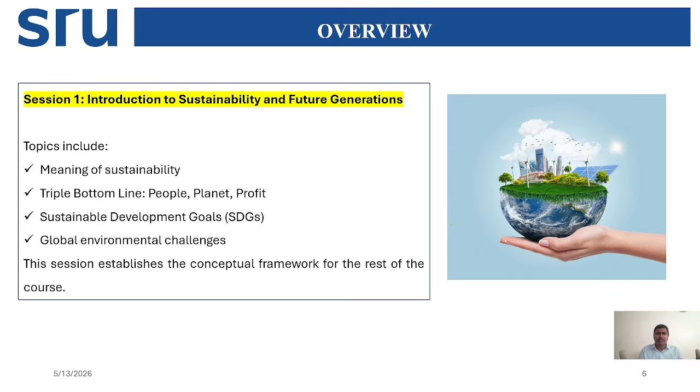Let's discuss the first point, session one. Session one is the introduction to sustainability and the future generation. In this session, we clearly mention what the sustainability aspects could be, how to integrate them, and what the meaning of sustainability is. As I mentioned in one word, in detail we'll discuss in the coming sessions the triple bottom line. What is this triple bottom line? Triple bottom line means we always have to think about planet, people, and profit. That is the economic boost.